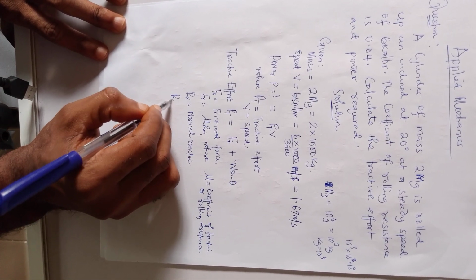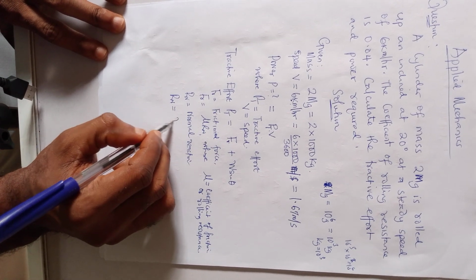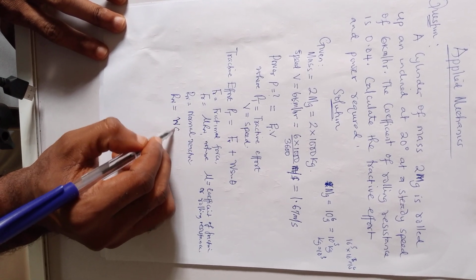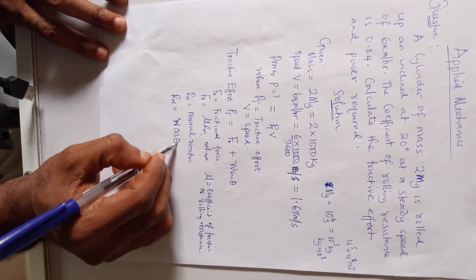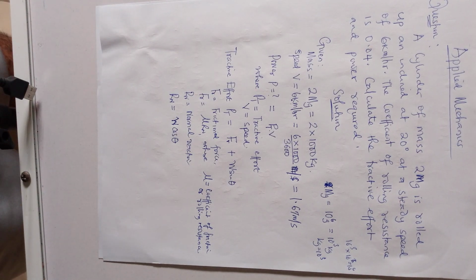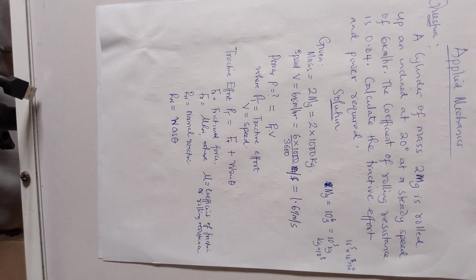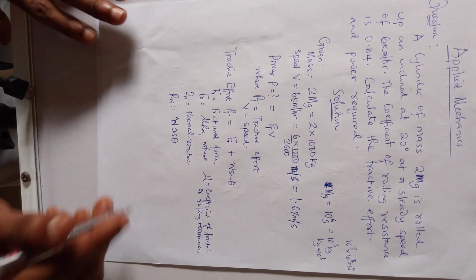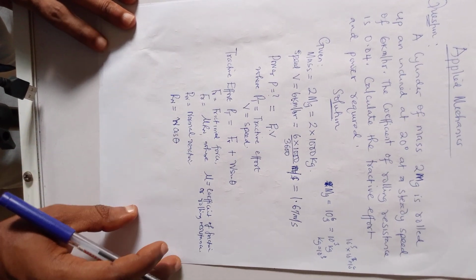But our normal reaction Rn is given by W cos theta. Reason being that normal reaction is acting in the horizontal direction in this case. So we have W cos theta.